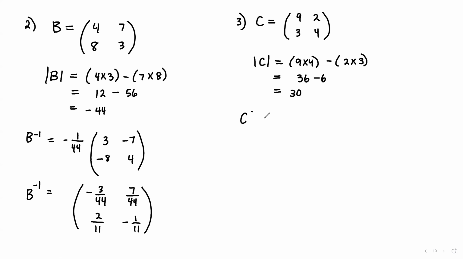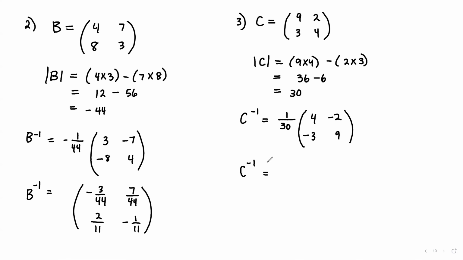So then C inverse is found by 1 over the determinant, so 1 over 30 times C adjoint. So that would be 4, negative 2, sorry, negative 3, 9. You swap the leading diagonal and change the sign of the remaining two elements. So that would be negative 2 and negative 3, and then you swap 4 and 9. All right, good. And now let's multiply throughout by 1 over 30.